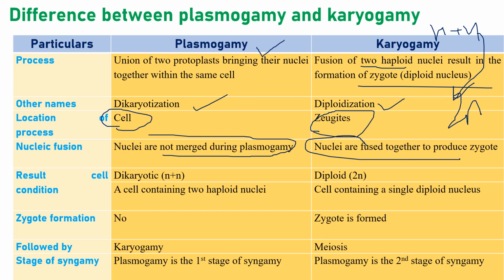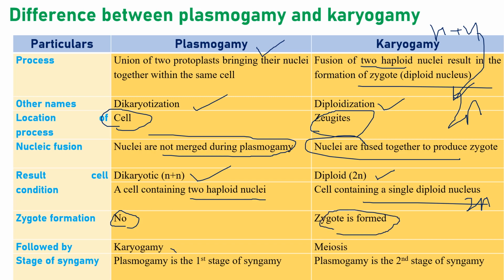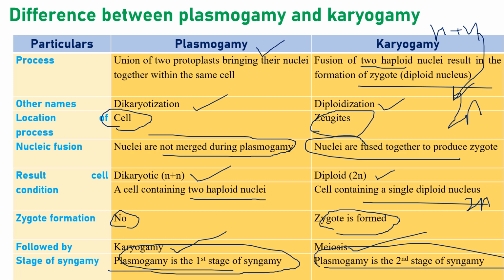The result in plasmogamy is again an N plus N condition. As I told you, in karyogamy two haploid nuclei fuse to form a diploid. A cell containing two haploid nuclei, N plus N, is called dikaryotic, while a cell containing one diploid nucleus is diploid. No zygote formation can be observed in plasmogamy. When it comes to karyogamy, zygote formation takes place. Plasmogamy is immediately followed by karyogamy, and karyogamy is immediately followed by meiosis. So in sexual reproduction, three events occur: plasmogamy, karyogamy, and meiosis. Plasmogamy is the first stage of syngamy, and karyogamy is the second stage of syngamy.